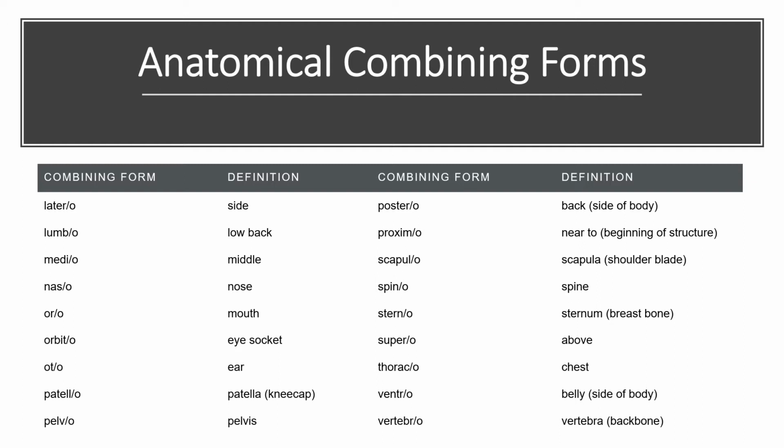or the shoulder blade, spino means spine. Sterno refers to the sternum or the breastbone. Supero is above. Thoraco is chest. Ventro is the belly side of the body. And vertebro refers to the vertebra or the backbone.